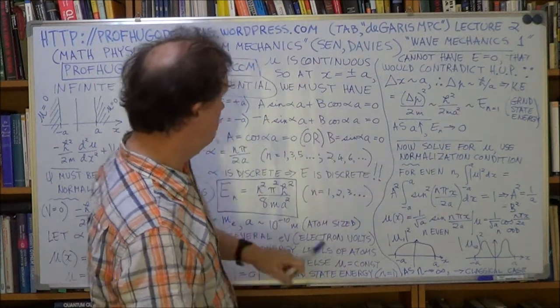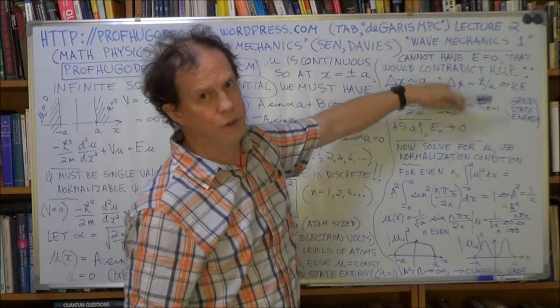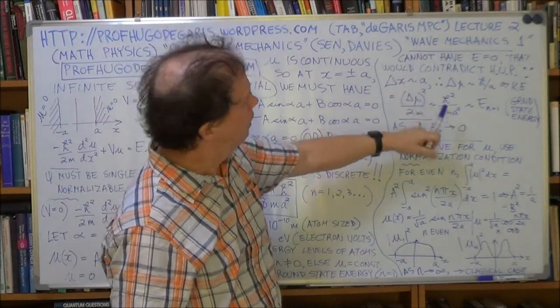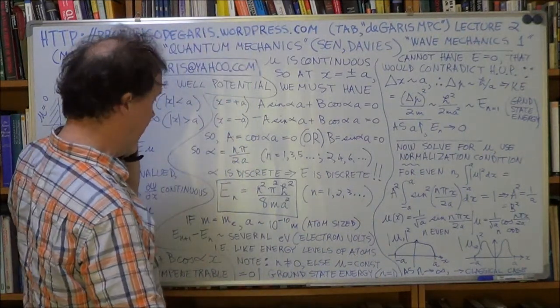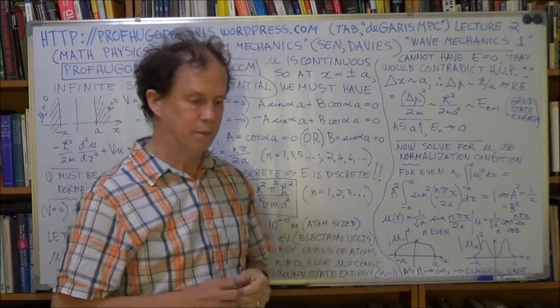So if you had the energy for n equals 0 here, you'd get the Heisenberg uncertainty principle contradicted, right? And that would be a big no-no. A couple of other remarks. I haven't written it down, but we'll probably do it a bit later.